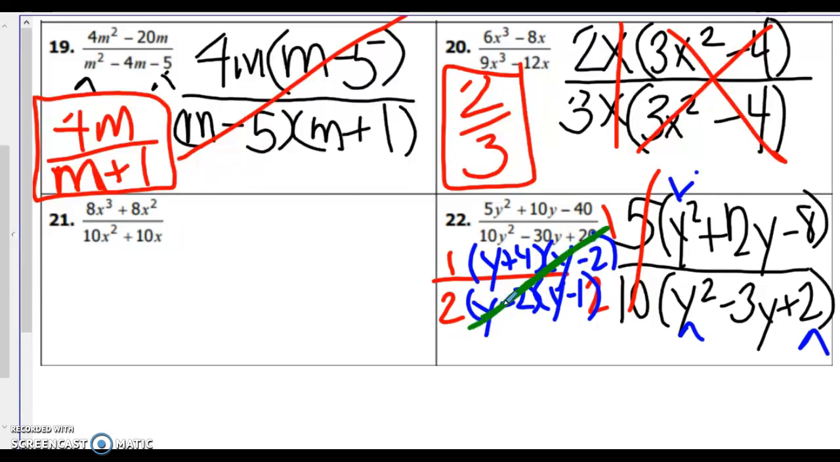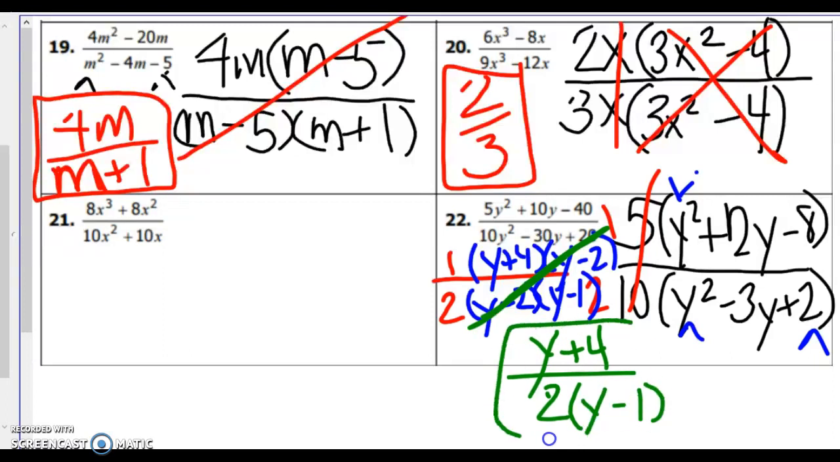So I am left with, on the top, 1. Do I even have to write the 1? I can, but I don't have to. So I'm going to write y plus 4 all over 2 times y minus 1. Once you pull it apart, you do not have to put that 2 back in. There it is. Good little reminder of how to simplify. We had some factoring. We had some just finding a greatest common factor. And then we also just started simplifying.